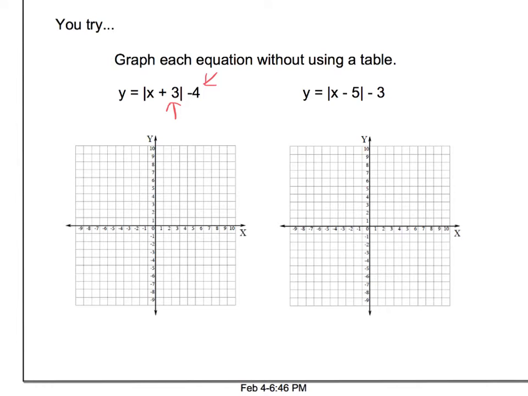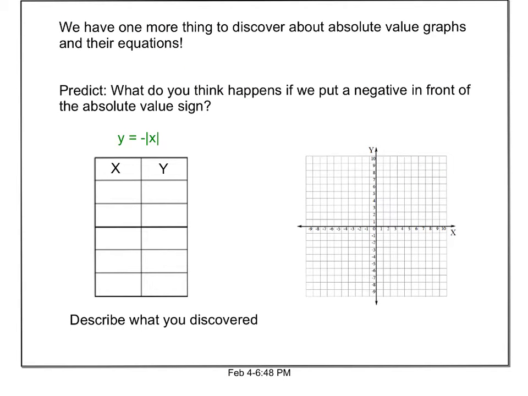That's what they should look like. We have one more thing to discover about absolute value graphs, a situation that you'll see often. That situation is when you have a negative sign in front of your absolute value. What do you think that is going to do to our absolute value parent function? We will find out with a table, and then we won't need to use a table after this.